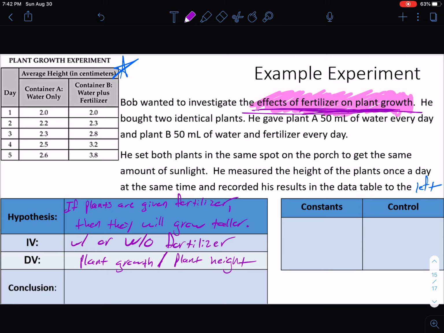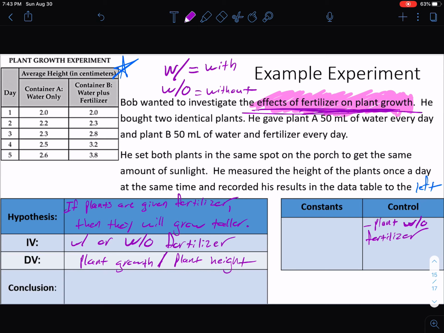So, based on this information, what would be your control? Your control would be the plant w/o. I apologize if I haven't told you this already. When you see me write W with a slash, that means with. It's shorthand for me. And when you see W/O, that means without. So plant without fertilizer. That would be your control.